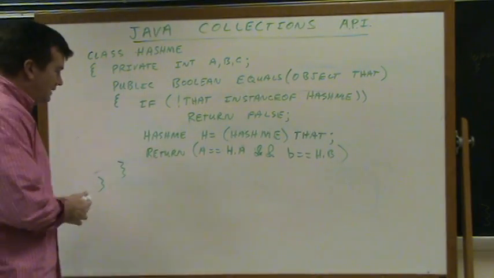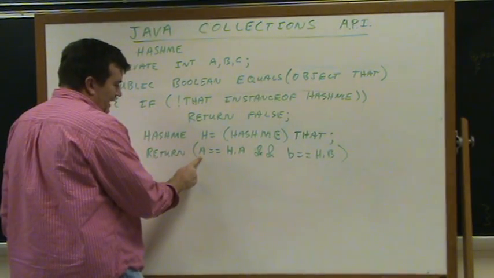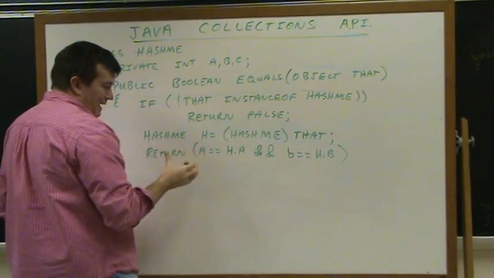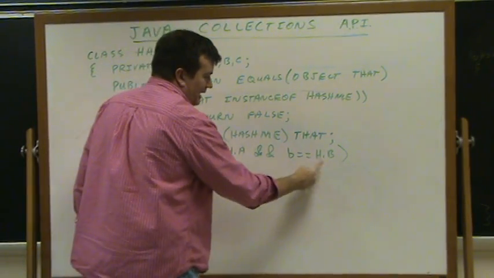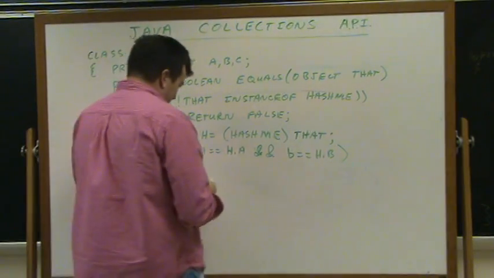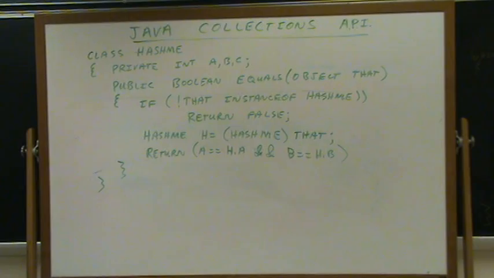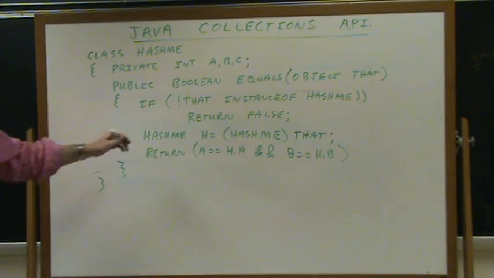And now I'm defining that if field A of this object and field A of the thing that was passed into us match, and field B's match, I should make these all big letters, fields B match, then I'm considering them equal. So in this definition, I don't really care what C is.